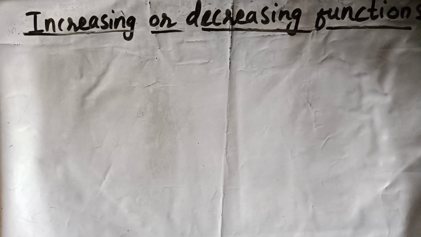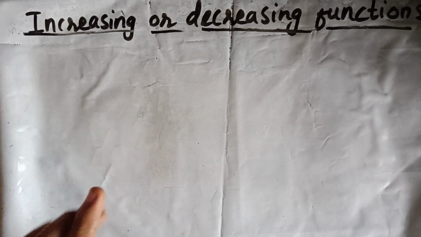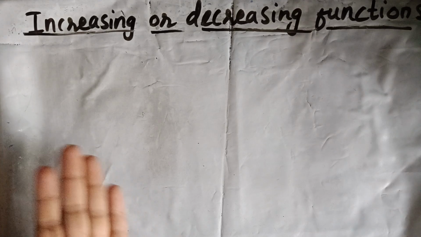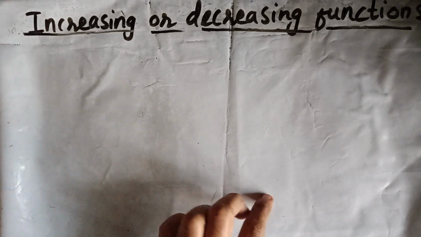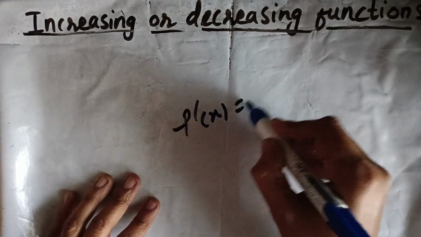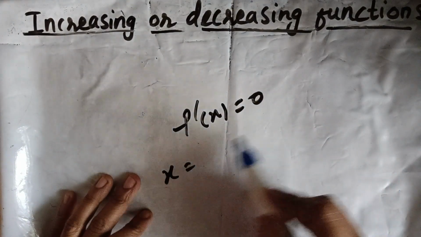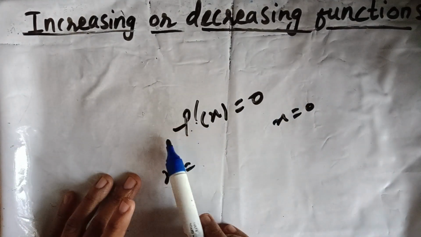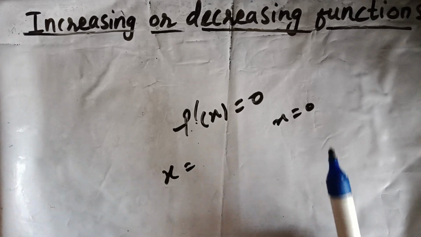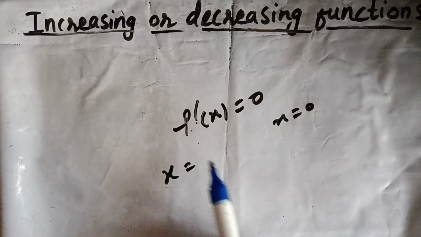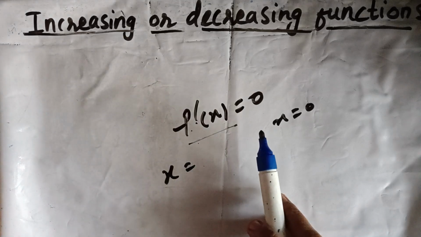In this, if you are given a function, you have to find the derivative of that function. Then you will get the critical points. Equate the derivative to zero so that you will get some values of x. Those values you have to put into f dash of x and see the sign. If it is negative, then the function is decreasing. If the sign is positive, the function is increasing.